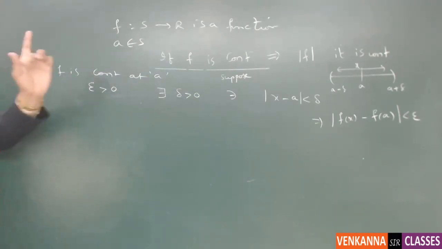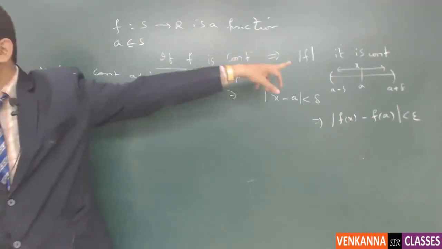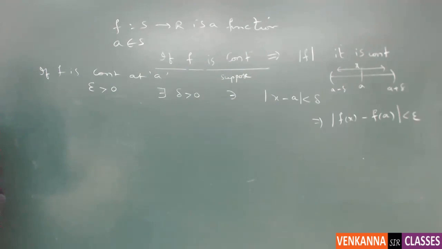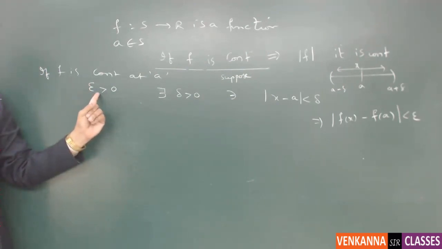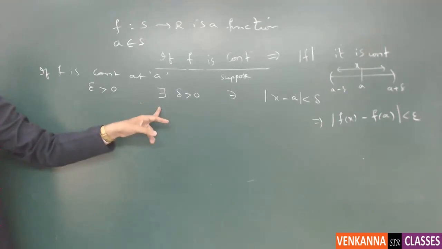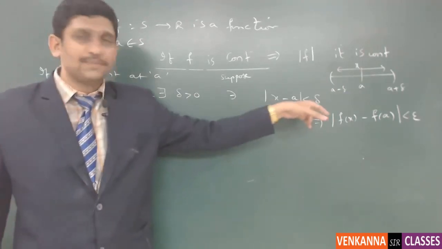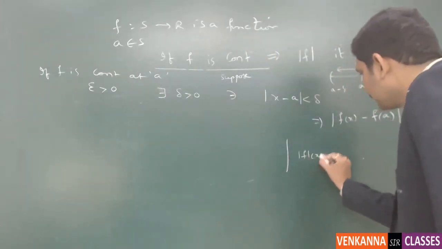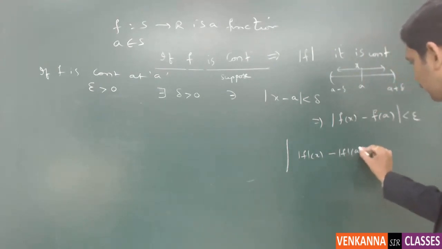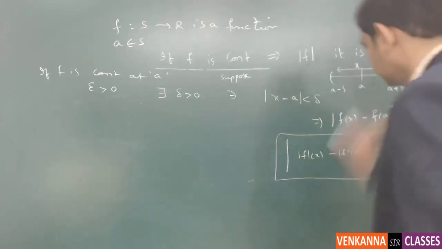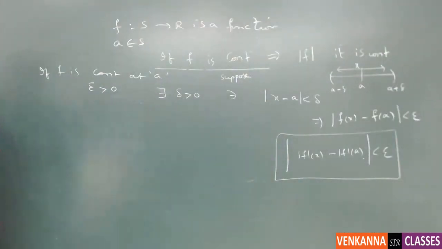Fine. Now we are going to prove that mod f is continuous, which means we should prove the same thing here. What we need to prove for epsilon greater than 0? For epsilon greater than 0, there exists delta greater than 0 such that mod x minus a less than delta implies modulus of this thing, you need to prove. Clear?